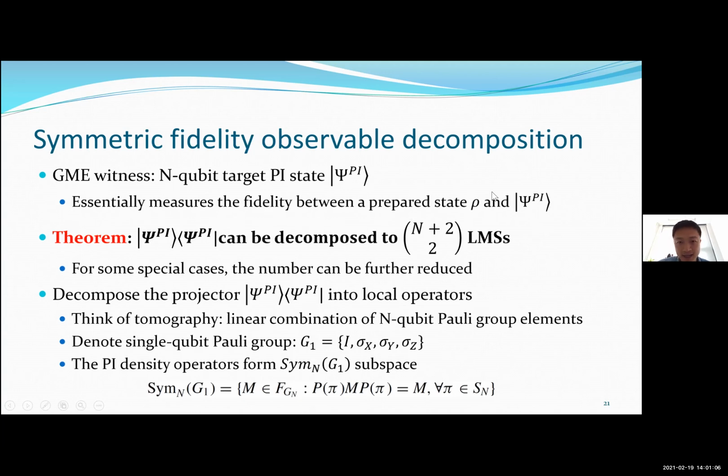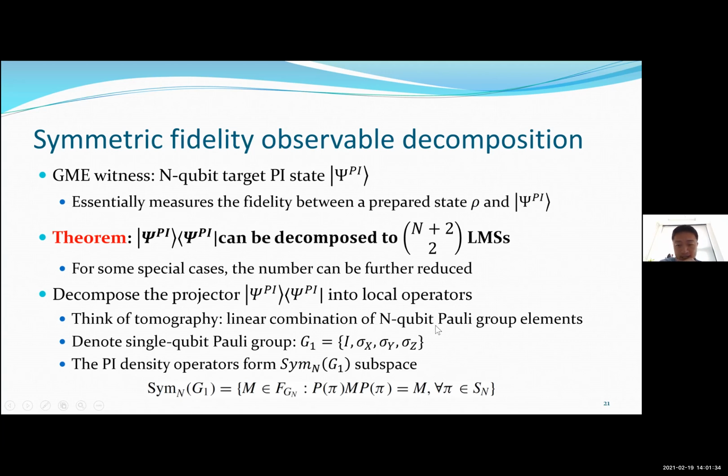rho and the permutation invariant state. So we want to show, as a theorem, that this projection, this fidelity observable, can be decomposed into m plus 2 choose 2 local measurement settings. Or for some special cases like a GHZ state, we can even reduce this further. Okay. All right. So first we decompose this projector into local operators.